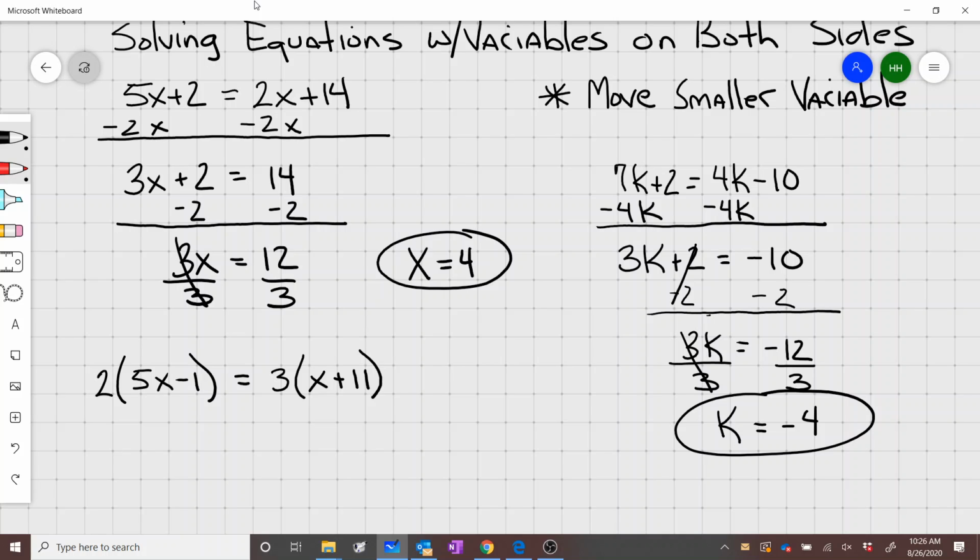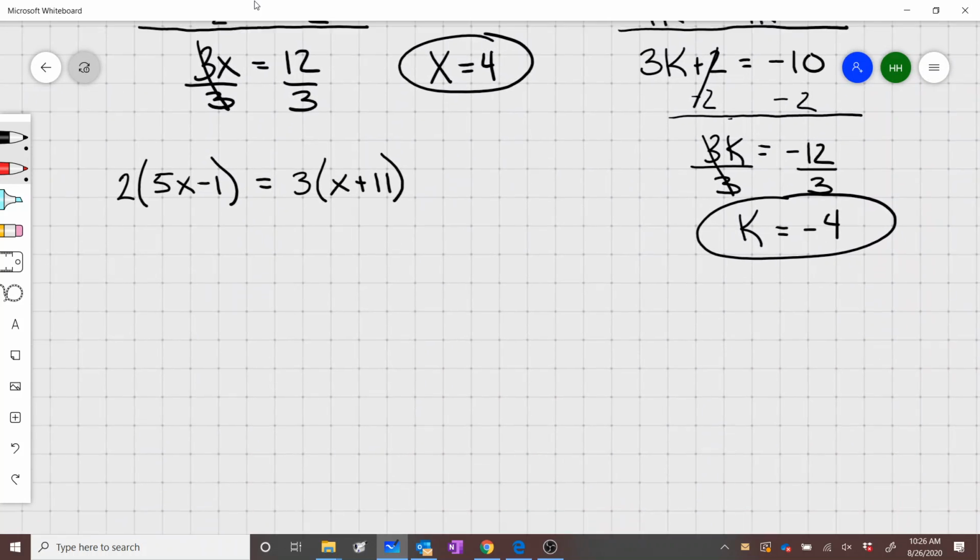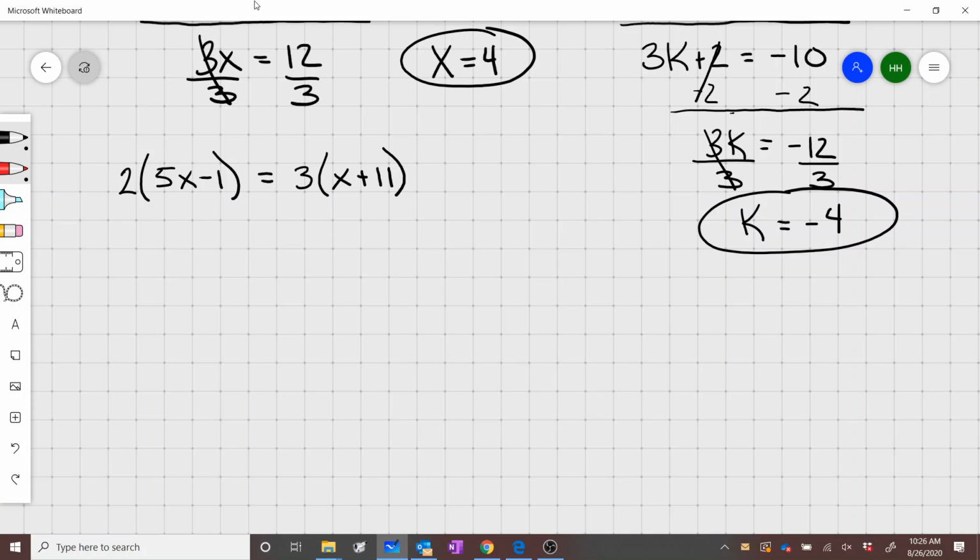Now, we did those problems yesterday. We didn't have to do the distributive property twice in one problem, but here you're going to have to. So we're going to distribute this 2 on the left side. So we have 2 times 5x, which is 10x, and 2 times negative 1 is negative 2. And that's equal to, now we have to distribute the 3. So 3 times x, which is 3x. And we have 3 times 11, which is positive 33.